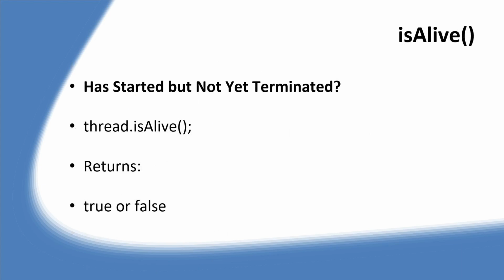Sometimes we need to know whether a thread has started and is still alive. For this we can use the isAlive method. It returns true if the thread has been started and has not yet terminated. Otherwise it will return false. So if the thread is started but not terminated, it will return true, or else false. So let's see something interesting by checking isAlive at 3 different moments.